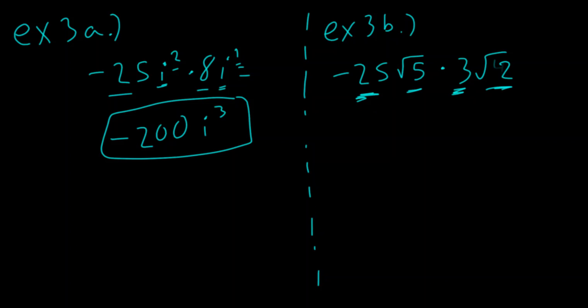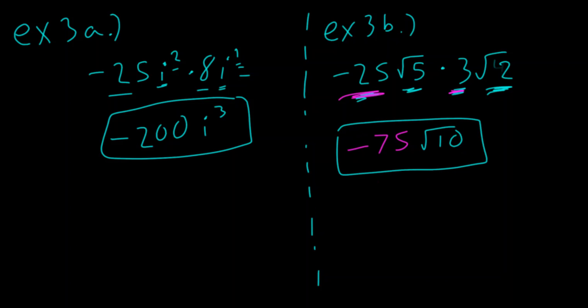So we do the outside times the outside, -25 times 3. In fact, let me use different colors here. -25 times 3 will give us negative 75. And then here, we know that the square root of 5 times the square root of 2 will actually give us the square root of 10. So you can think of multiplying radicals as we multiply the outsides, and we also multiply the insides.